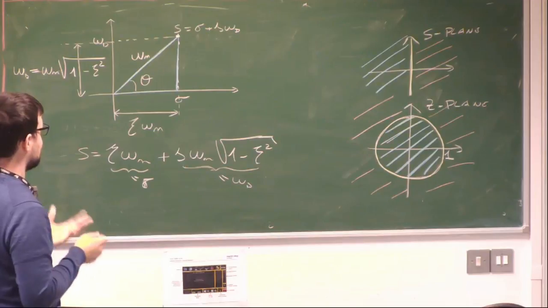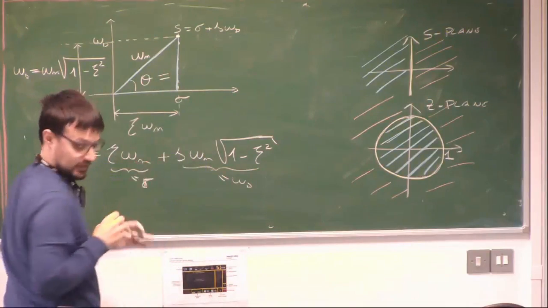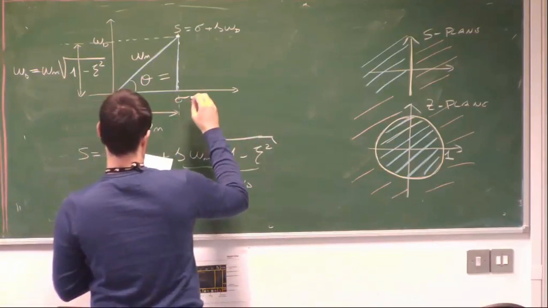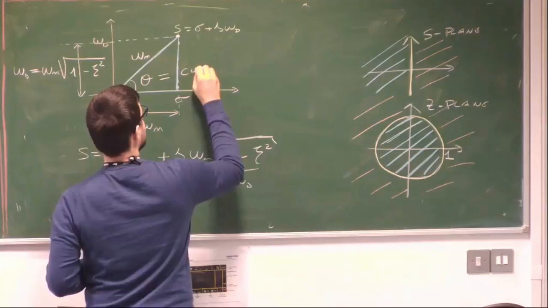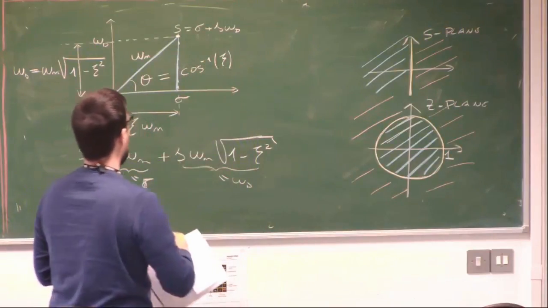Why is this a nice interpretation? Because it can be proved that sigma is actually equal to the inverse cosine of zeta. Okay? How do we prove this?